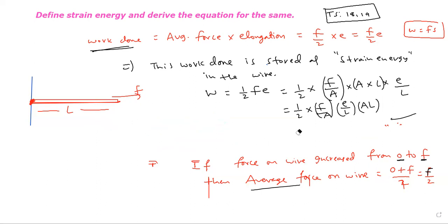Here the work done is stored as strain energy, which is nothing but half into force per area, which is stress, into elongation per length, which is strain, e by L is nothing but strain, into area into length. Area into length gives the volume of the wire.